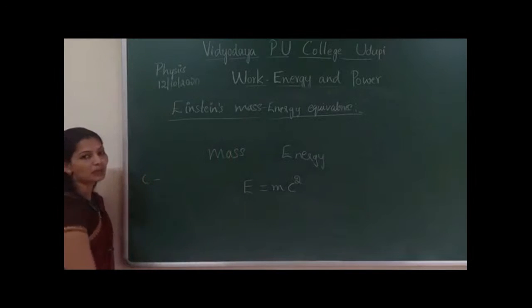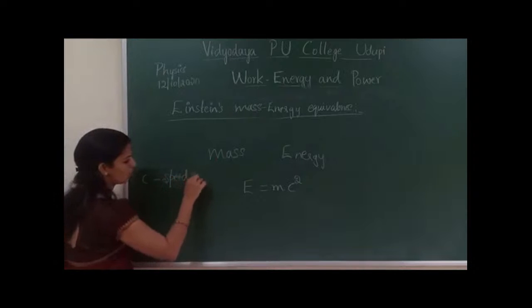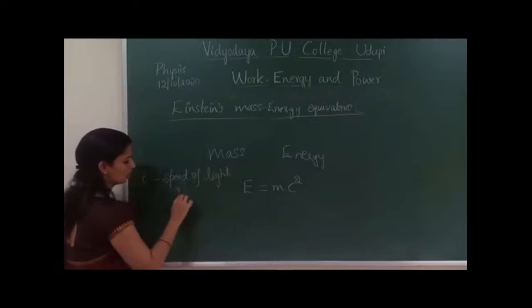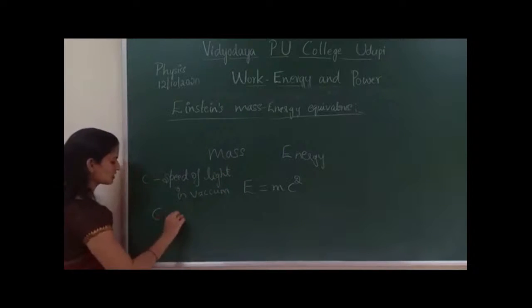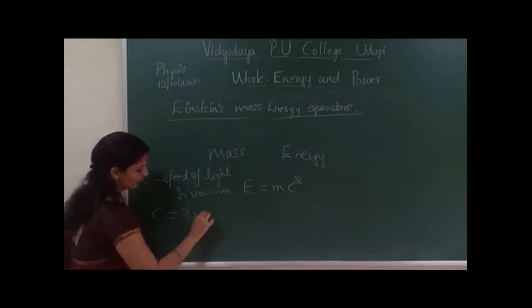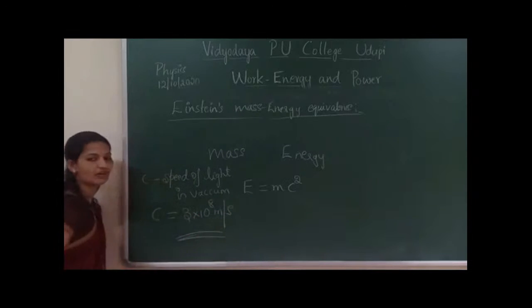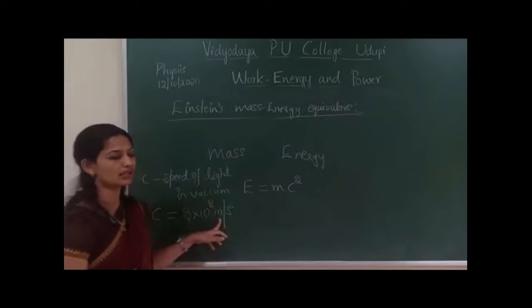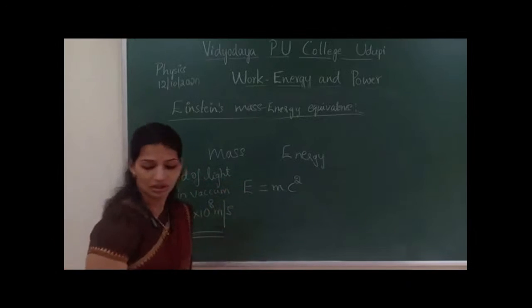is the speed of light in vacuum. The value of c is 3 into 10 power 8 meter per second. Or we can say c is the speed of light in free space.